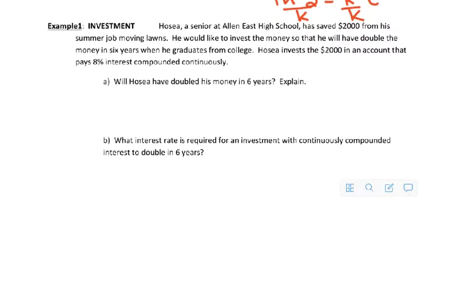In example 1, it says Hosea, a senior at Allen East High School, has saved $2,000 from his summer job mowing lawns. He would like to invest the money so that he would have double the money in 6 years when he graduates from college. Hosea invests the $2,000 in an account that pays 8% interest compounded continuously. Will Hosea have doubled his money in 6 years? Explain. So, let's find out.